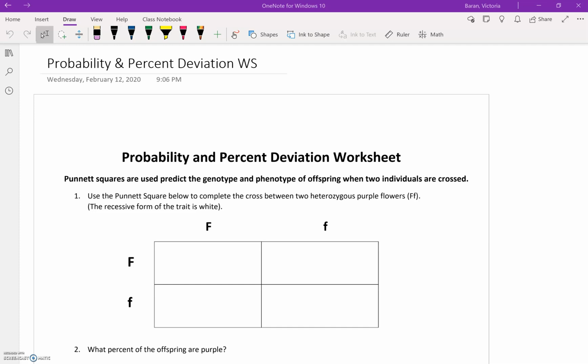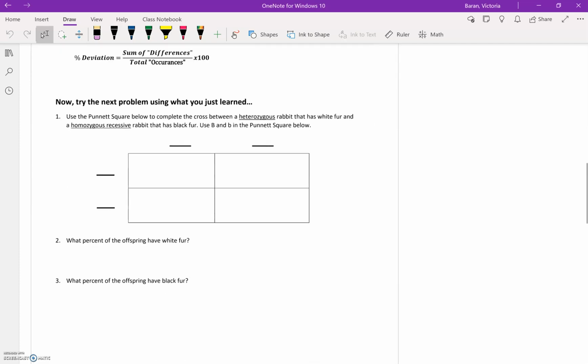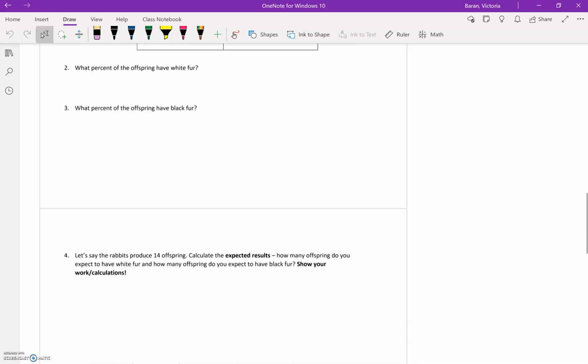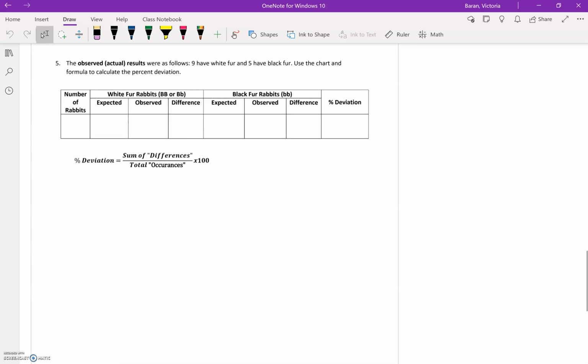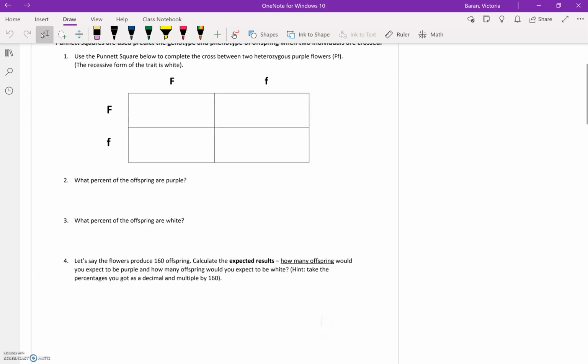Hello, Miss Barron here. In this video, I'm going to be going over the first problem in the probability and percent deviation worksheet as an example so that you are able to complete the second problem right here. Oh, I'm sorry, here's the second problem right here, okay? So we'll be going through these first few together.